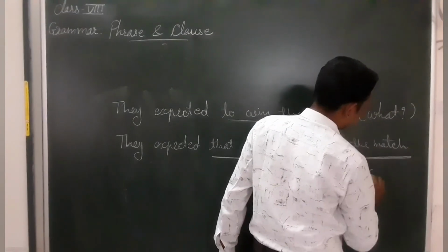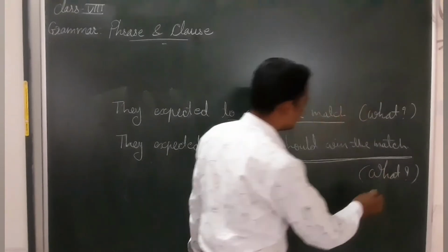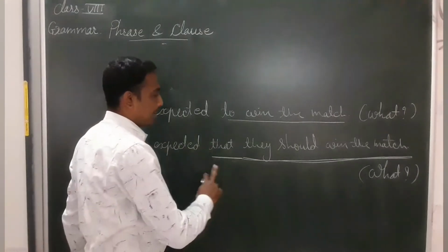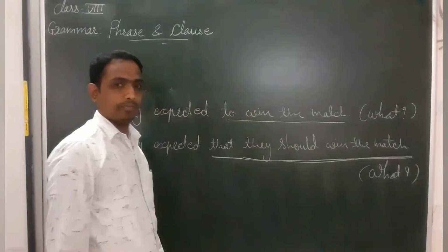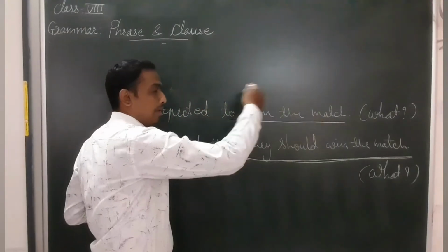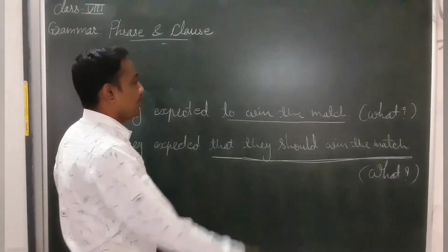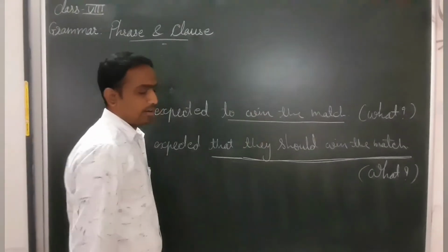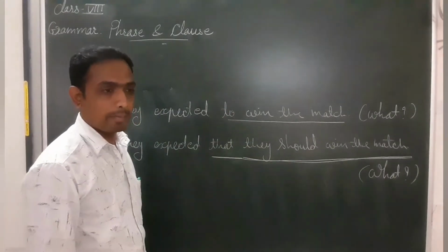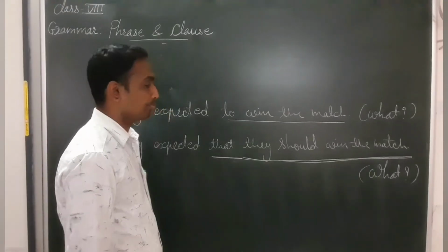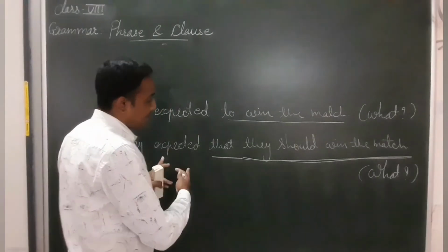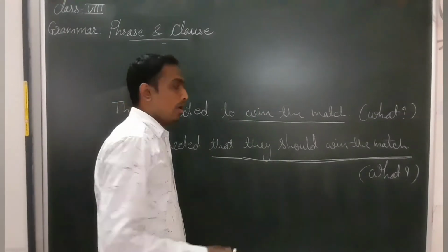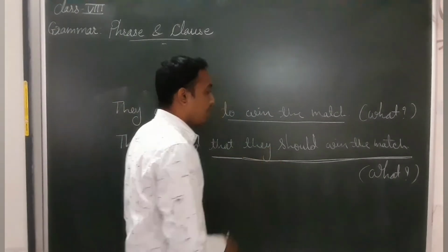If you ask this type of sentence, "they expected what?" They expected to win the match. What did they expect? That they should win the match. Whenever you ask "what" and your reply may be a noun clause. If there is a subject and predicate, the group of words may be a clause, otherwise it may be a phrase. So in this sentence, "that they should win the match" is a noun clause because it works as a noun.